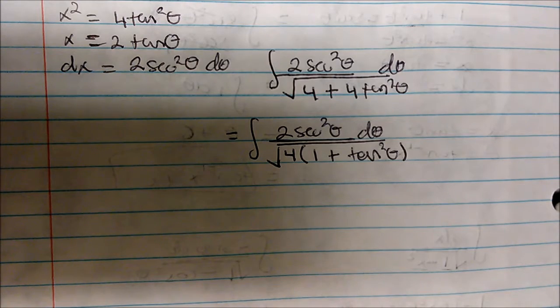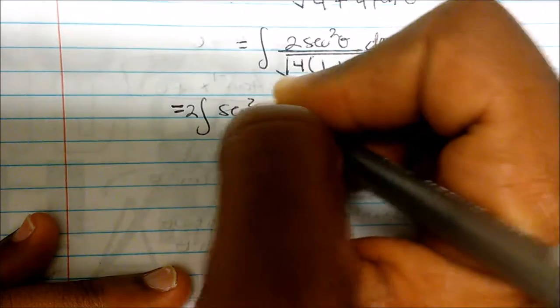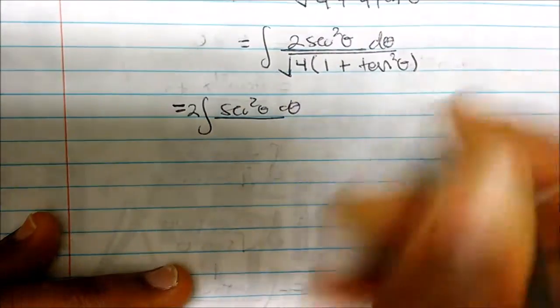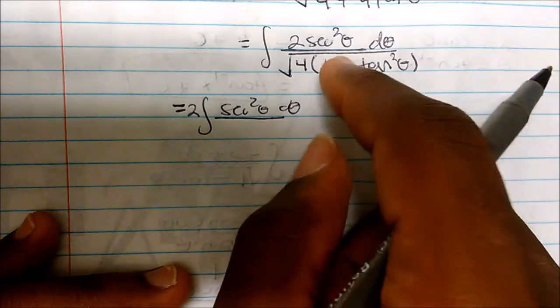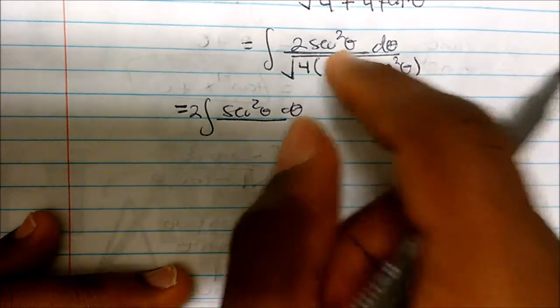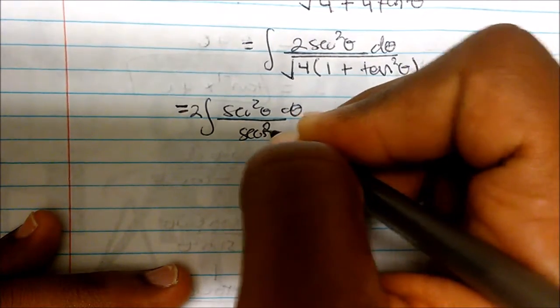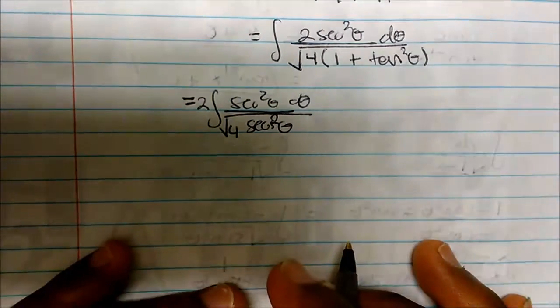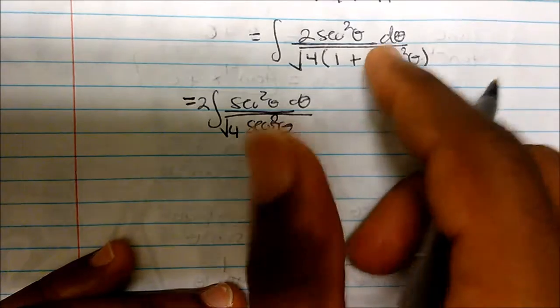And so now that we're in this form, now I see a pattern here. If I look at this, this is equal to the integral of, well, if I factor out my 2, this becomes secant squared of theta d theta. And we're going to divide that by, well, look, this is an identity. 1 plus tangent squared of theta is secant squared of theta. And we have a 4 here, and this is a square root. So notice I keep my 4 and just replace this with the identity.